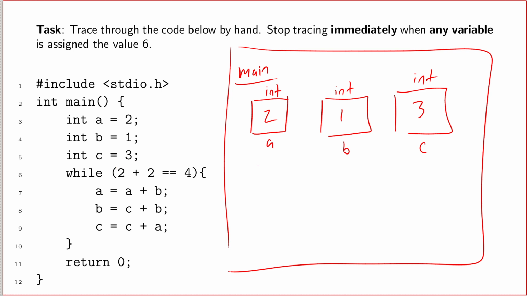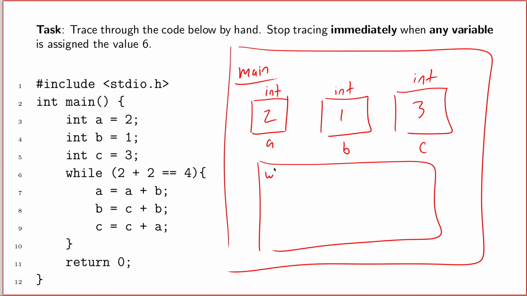So I go inside, I open up a scope for my while loop, and then I say a equals a plus b. Okay, so the while loop has no variables of its own, so I'm going to be going outside for all of its variables. A has the value 2, b has the value 1. 2 plus 1 is 3. So I set a to have the value 3. All right. Next line, line 8.